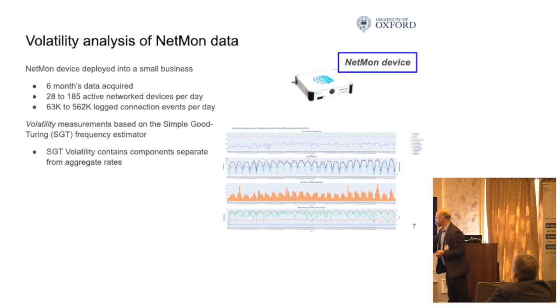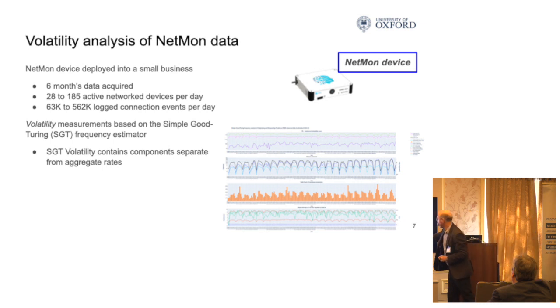The number of connections a day range up to about 500,000. So that's this orange trace here on the 6 months, day by day, number of connections. And used a volatility measurement based on some mathematics that was also developed at Bletchley Park by Jack Good and Alan Turing, called the simple Good-Turing frequency estimator. They were interested in the mathematics because they were trying to look at the occurrence of bigrams in German in their cryptography business.